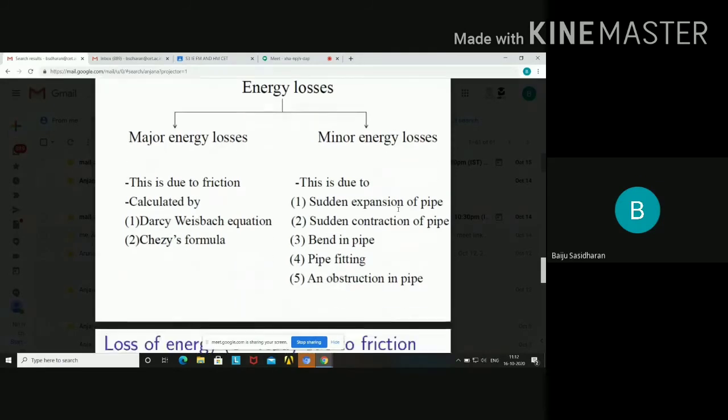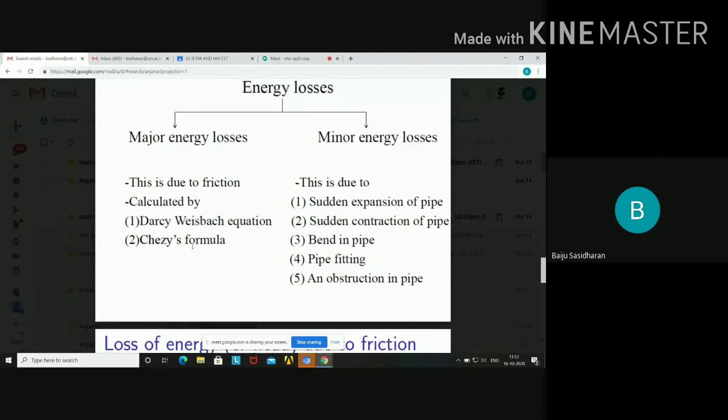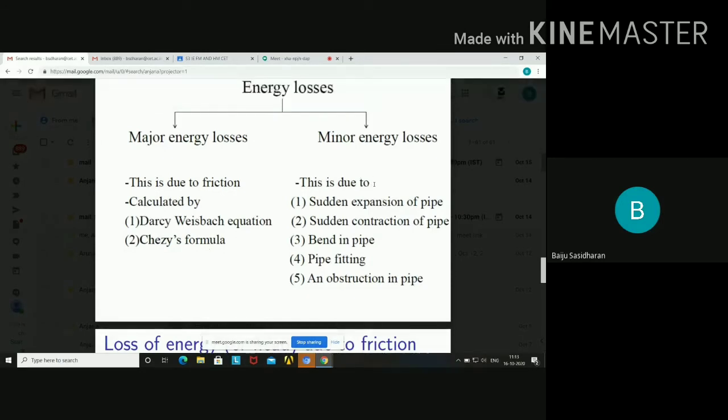And the major energy losses can be found out by two expressions. They are the Darcy-Weisbach equation, and the second one is Chezy's formula. And the minor energy losses may be due to sudden expansion of pipe, sudden contraction in the pipe, bend in the pipe, fitting, and an obstruction in pipe.